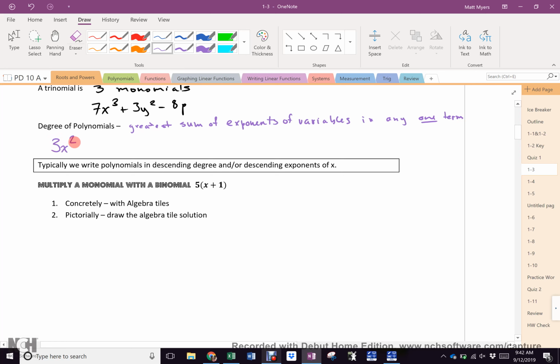3x squared. That's a term. The variable has an exponent. It's a 2. So that is a degree 2 polynomial. That's it. 3xy. What is the exponent with that x? 1. And the exponent with that y is 1. The sum of 1 and 1 is 2. So this is a second degree again. Everybody cool?